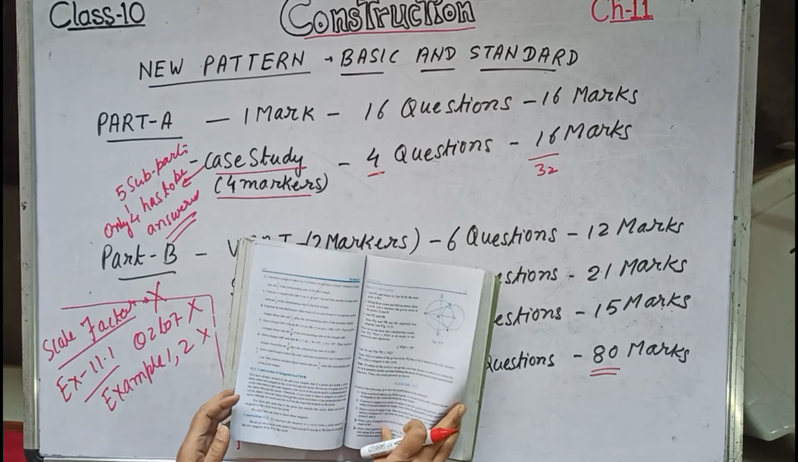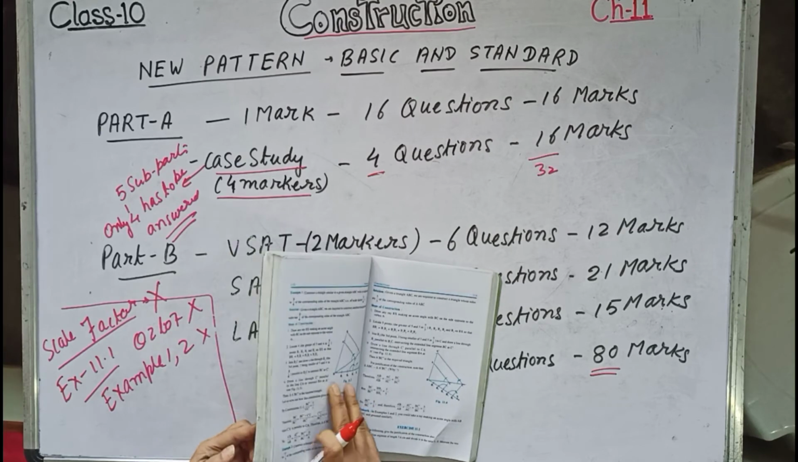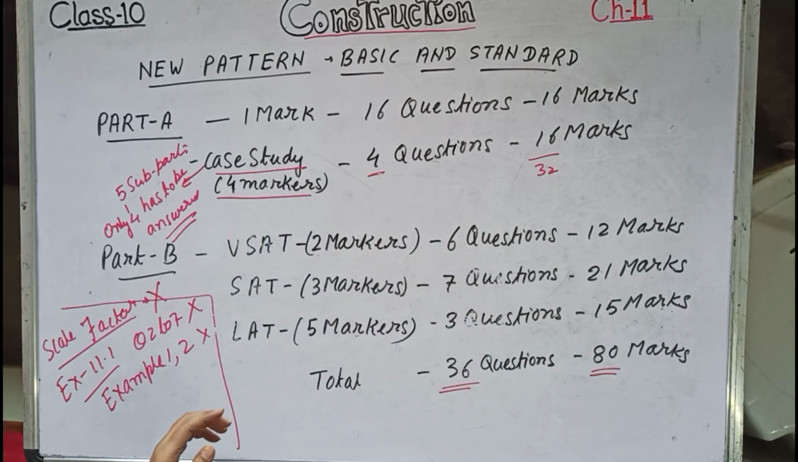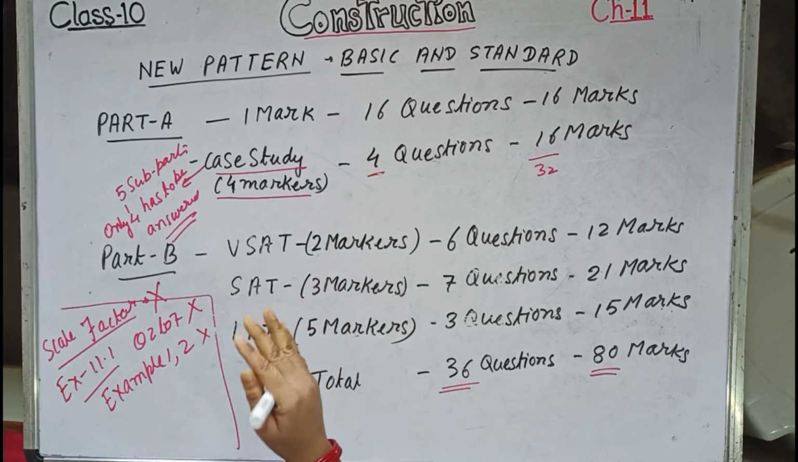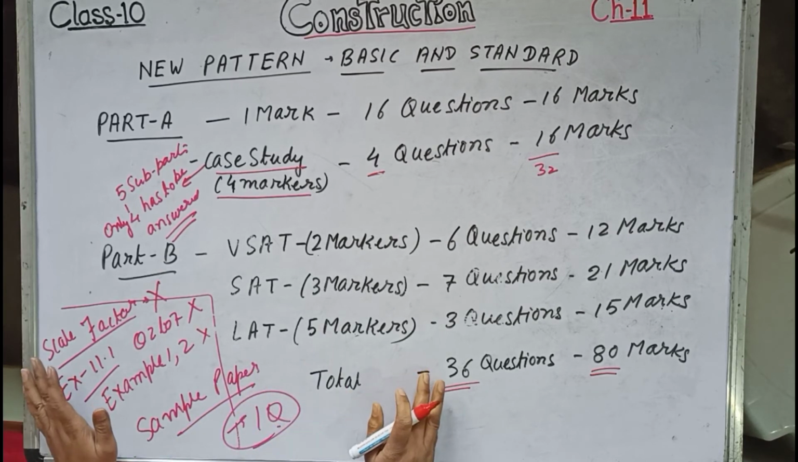So only the construction work is construction of tangents and division of a line segment into given ratios. Now this year in construction, in both basic and standard, only one question of 2 marks came in the sample paper given by CBSE.